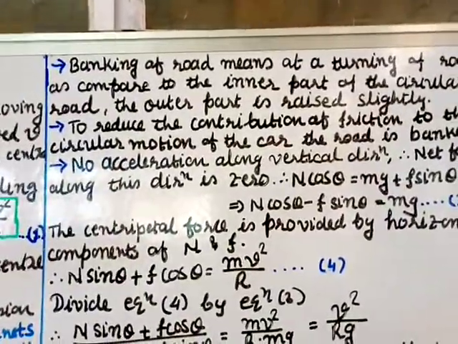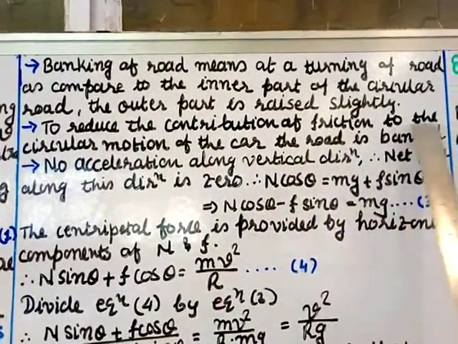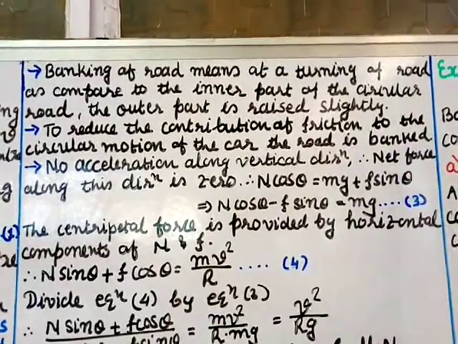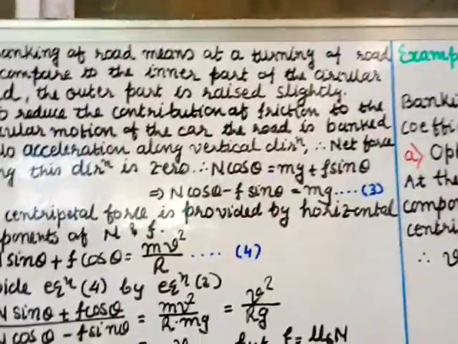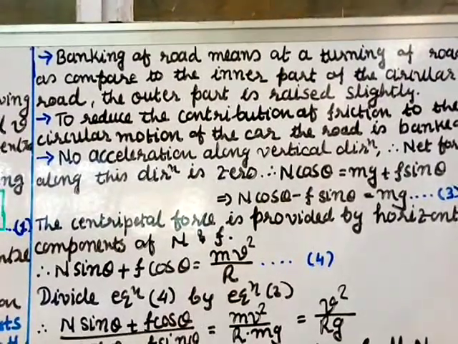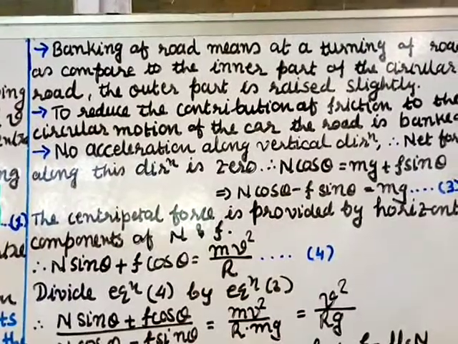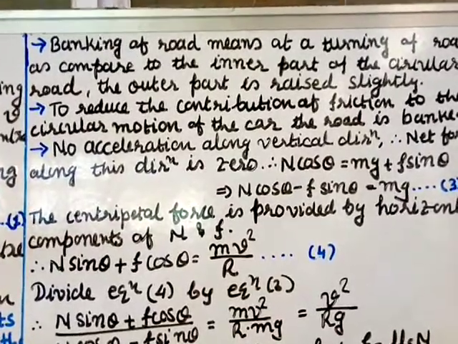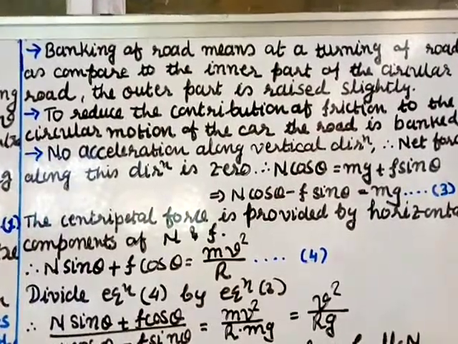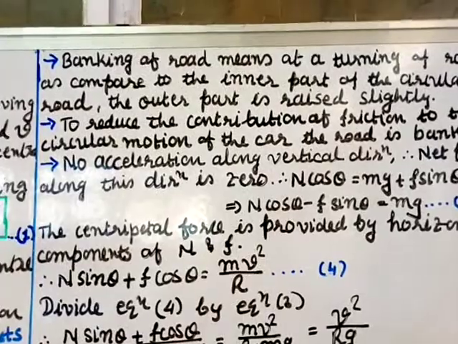And why do we have to do this? To reduce the contribution of friction to the circular motion of the car. The road is banked, and we are doing this only to reduce the contribution of friction. And why reduce the friction? Because if we depend only on friction for the centripetal force, then there will be a lot of wear and tear of the tires of the vehicle. That is another reason why, to reduce that friction, we bank the road.